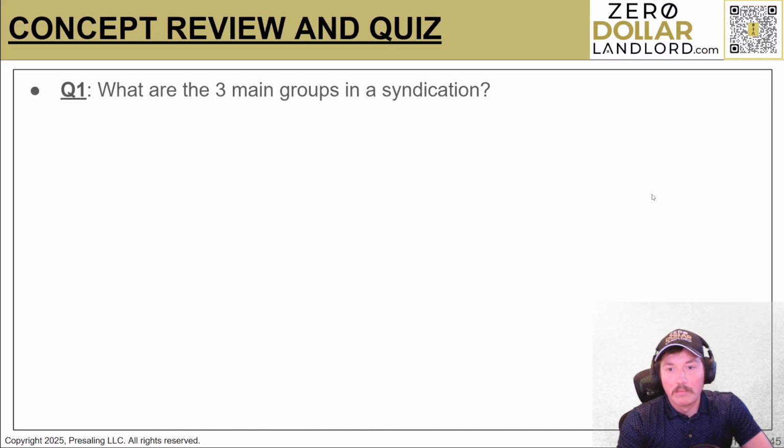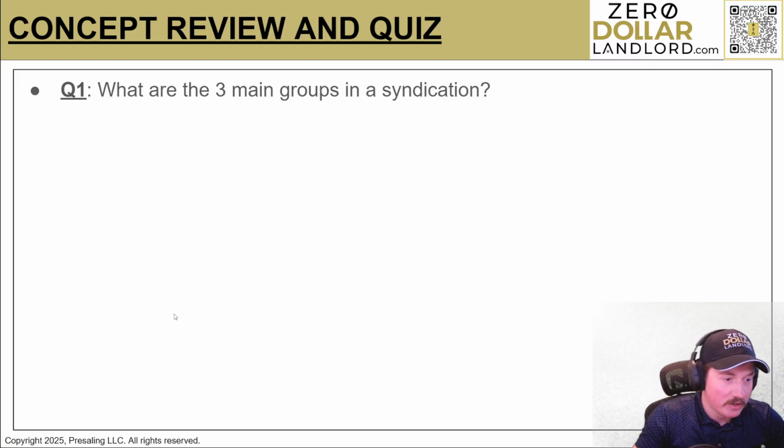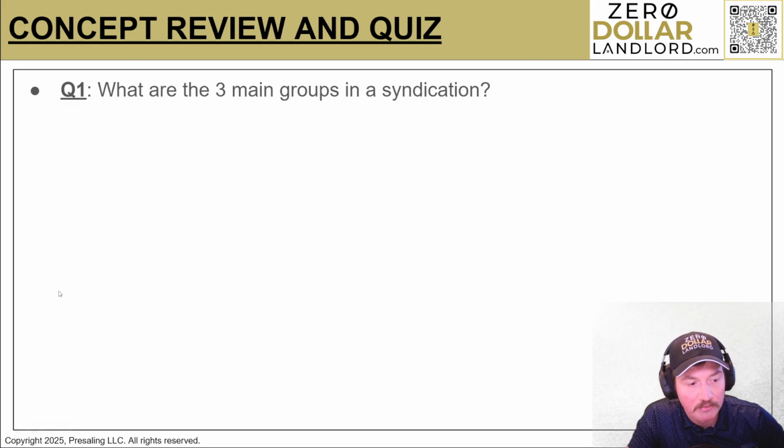All right, we're going to do this very quickly. So just one person at a time. Actually, here's how I would like to do it. Alphabetically, everybody that's in here, just come off mute. So we'll start with Aaron Berry. Aaron Berry, quick question and one quick answer. What are the 3 main groups in syndication?